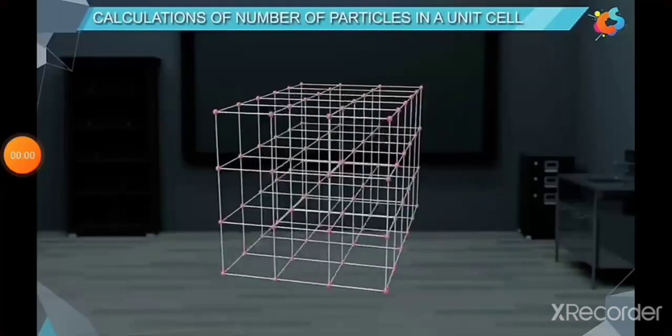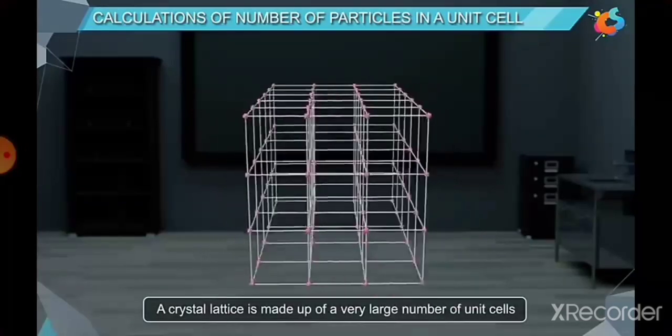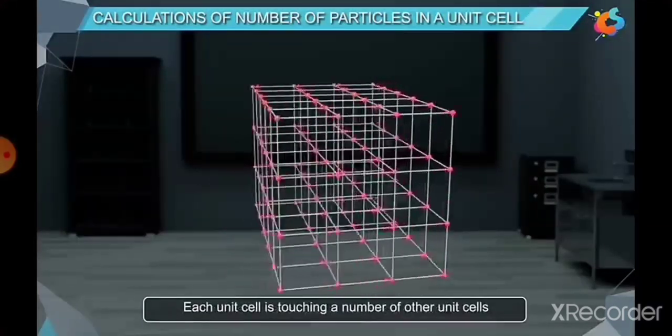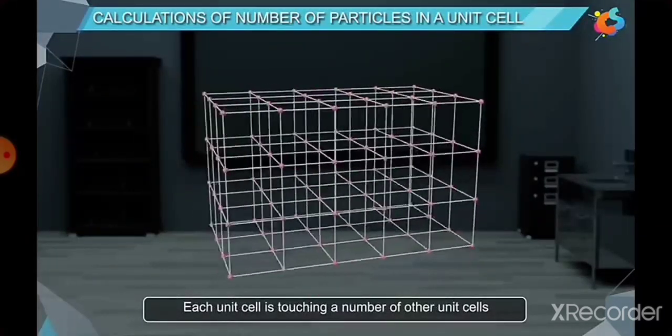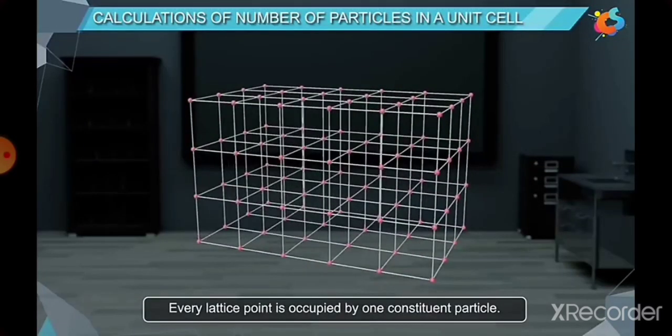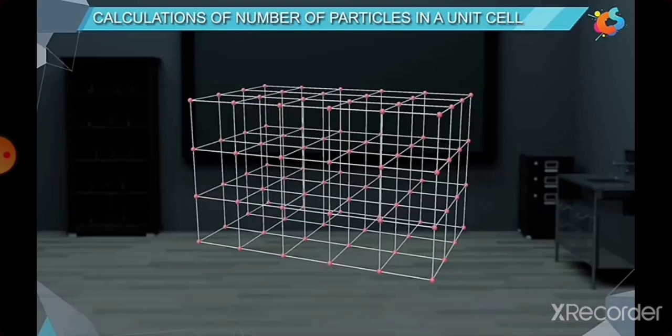Calculation involved in a unit cell. A crystal lattice is made up of a very large number of unit cells. Each unit cell is touching a number of other unit cells. In a unit cell, every lattice point is occupied by one constituent particle. Thus, a constituent particle present at a lattice point may be shared by a number of unit cells. Let us now understand the contribution of a particle at a lattice point to its unit cell.